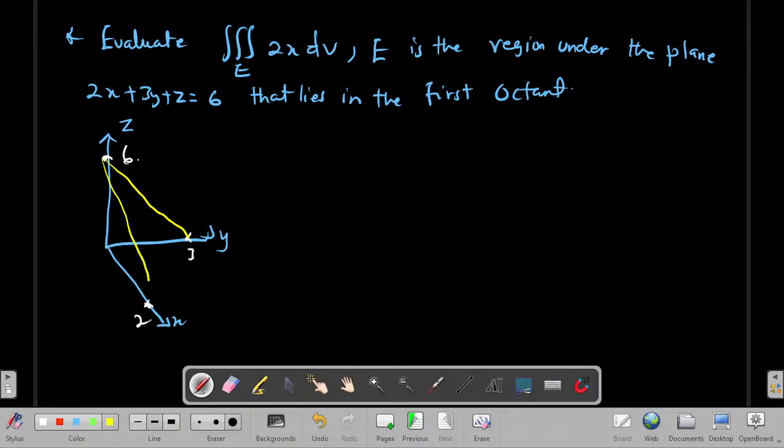Something like this. So this is how slanted the region is. We are interested in the region under the plane. So this is the plane we are talking about. Let me shade the plane this way. Then the region we are looking for is this region, this side, because the problem stated that we should find the volume of the region under this plane that lies in the first octant. So specifically, it has restricted us to the first octant.